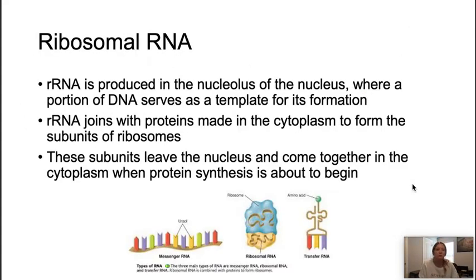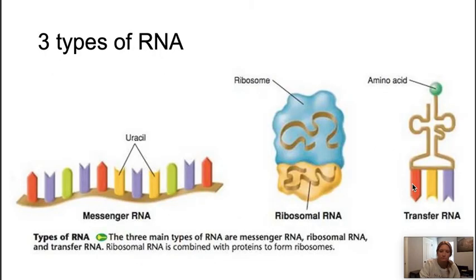Then ribosomal RNA. rRNA is produced in the nucleolus of the nucleus, where a portion of DNA serves as a template for its formation. rRNA joins with proteins made in the cytoplasm to form subunits of a ribosome. These subunits leave the nucleus and come together in the cytoplasm when protein synthesis is about to begin. So, the three types of RNA: you've got your messenger RNA, you've got your ribosomal RNA, and you've got that transfer RNA.